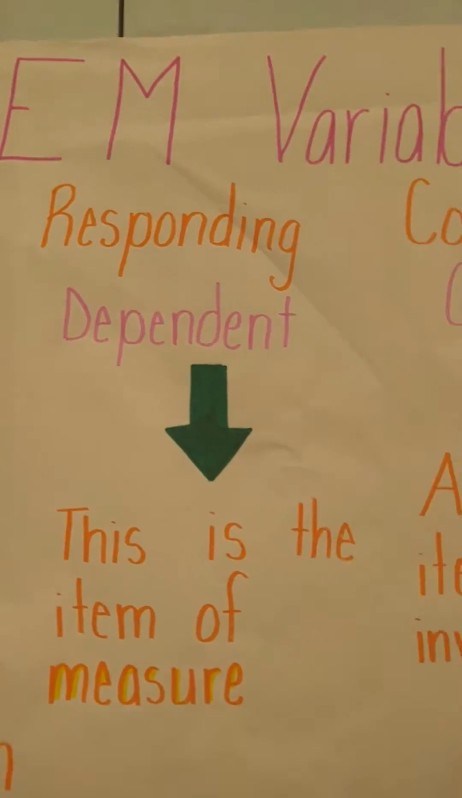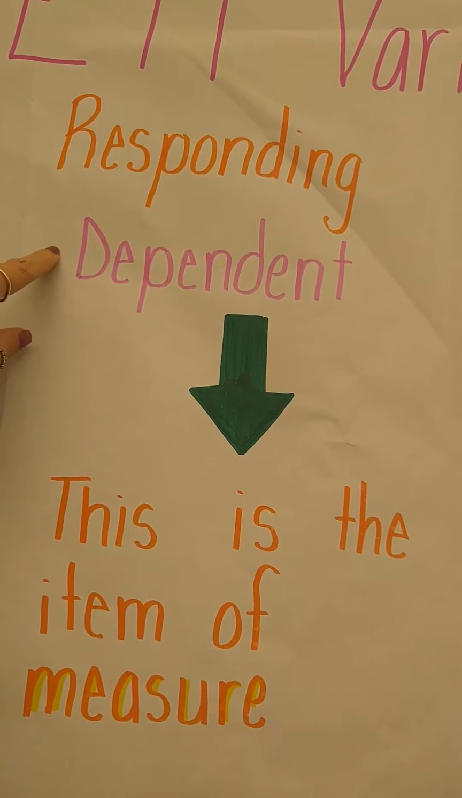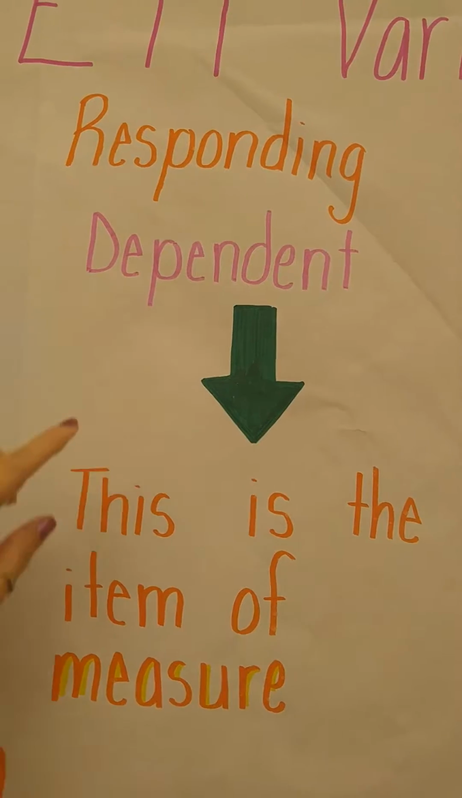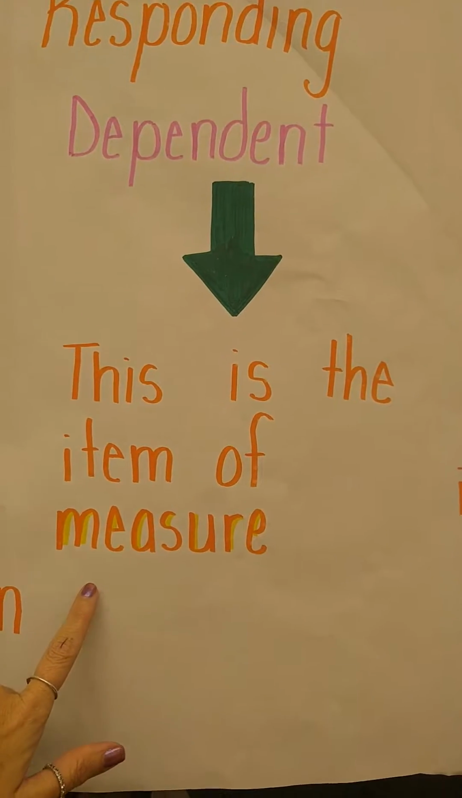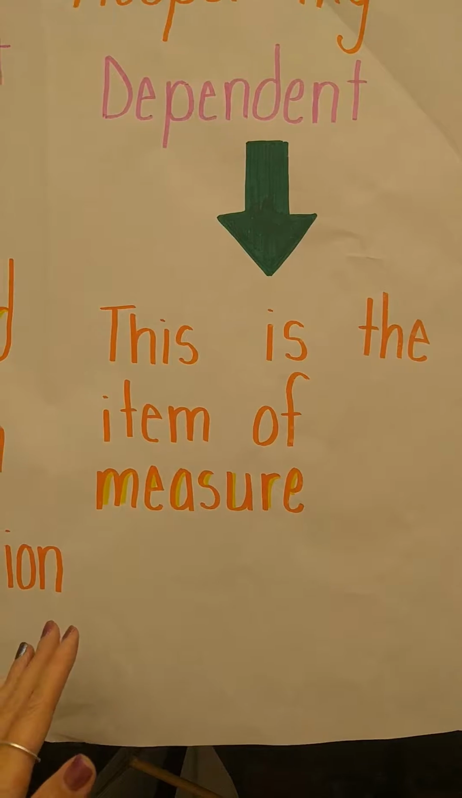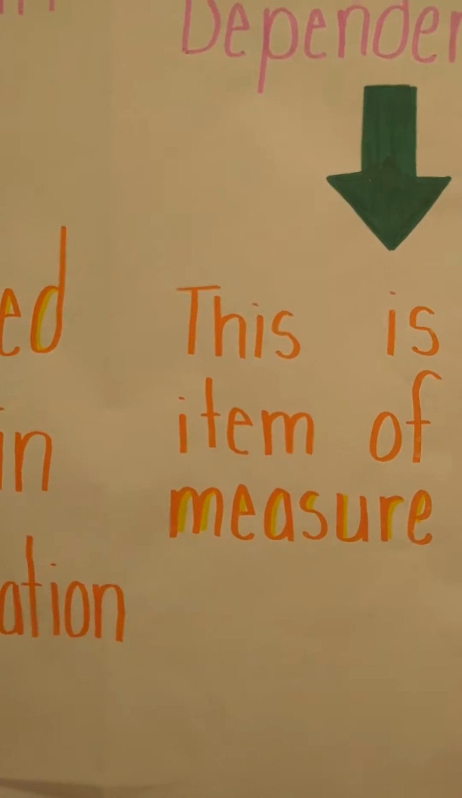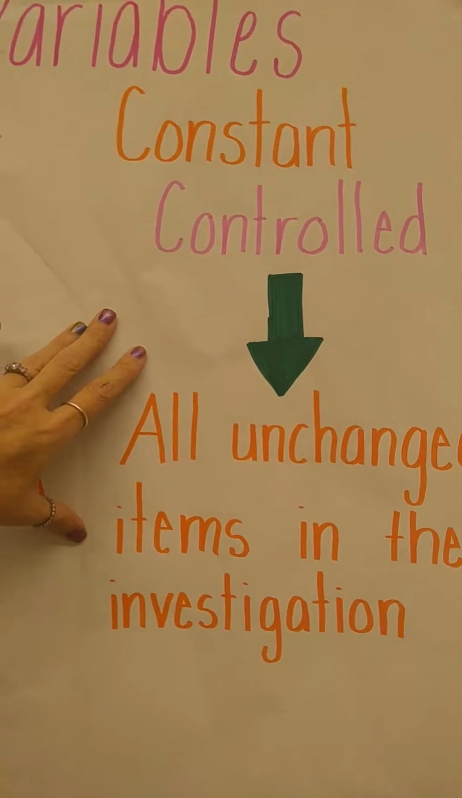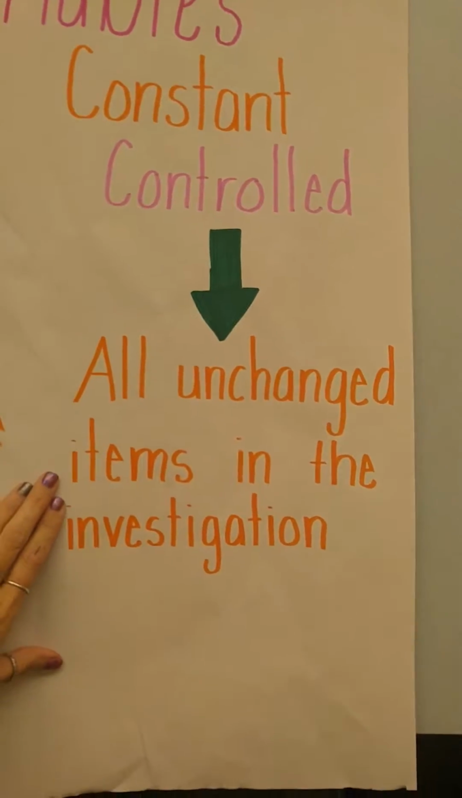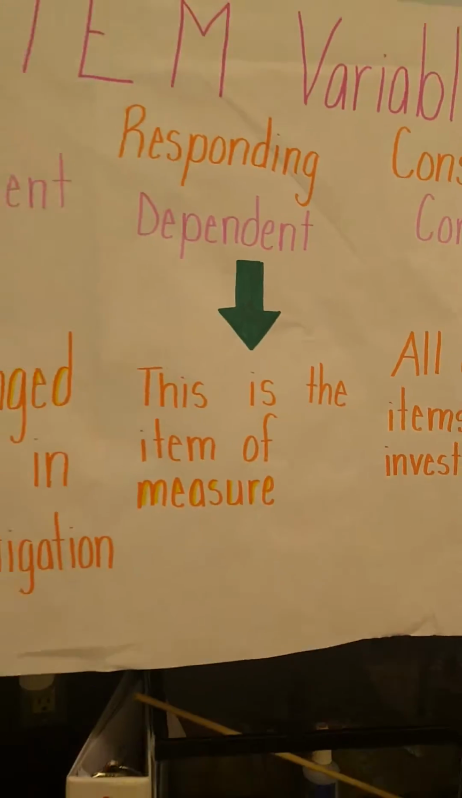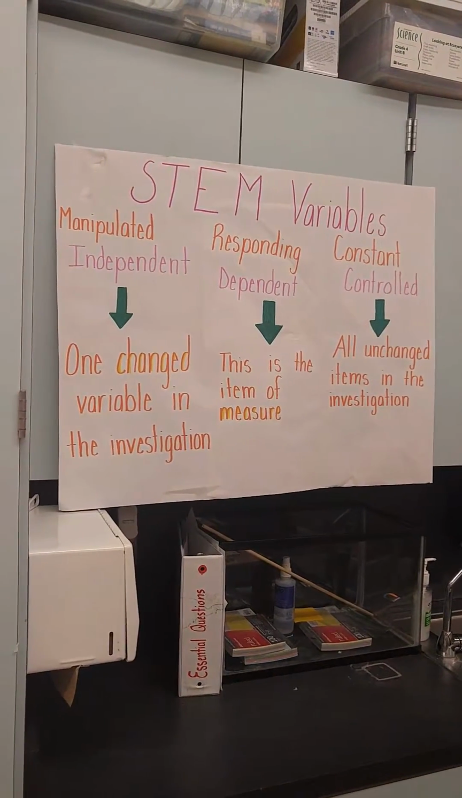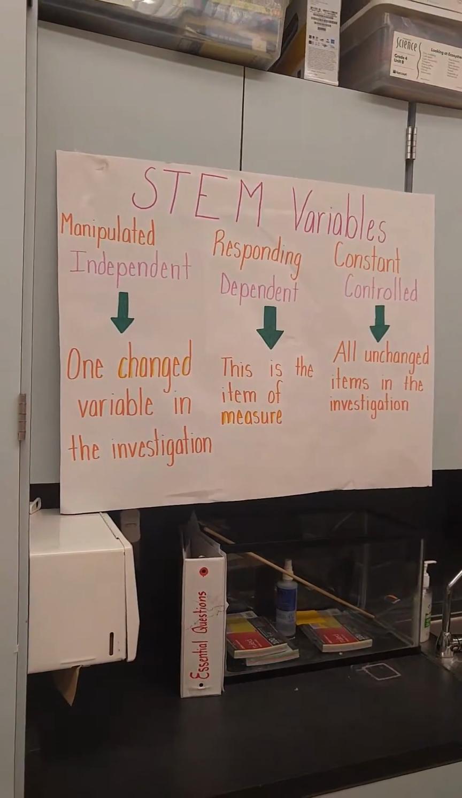Then we have our responding or dependent. It's dependent because it depends upon what you've changed in order to get an answer, or it responds to the change. And this is the item of measure. So what are we measuring? And I'll go over an example in our little PowerPoint. And then we have our constant or controlled. These are held constant, which means they're held the same. All unchanged items in the investigation. So this is an anchor chart that does hang in the classroom. It's super important that the kids learn these and understand the vocabulary, as that is an accessible standard for them.